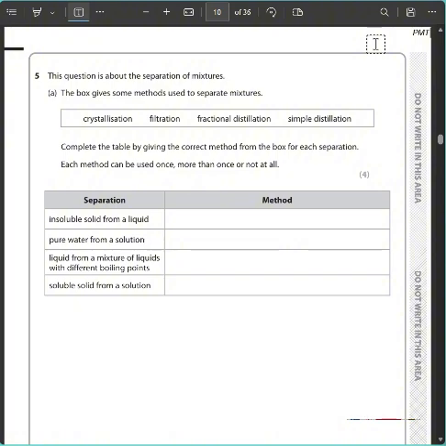Fifth question. This question is about the separation of mixtures. The box gives some methods used to separate mixtures: crystallization, filtration, fractional distillation, and simple distillation. Complete the table by giving the correct method from the box for each separation. Each method can be used once, more than once, or not at all. Okay, separation and method. Insoluble solid from liquid, we use filtration to do this.